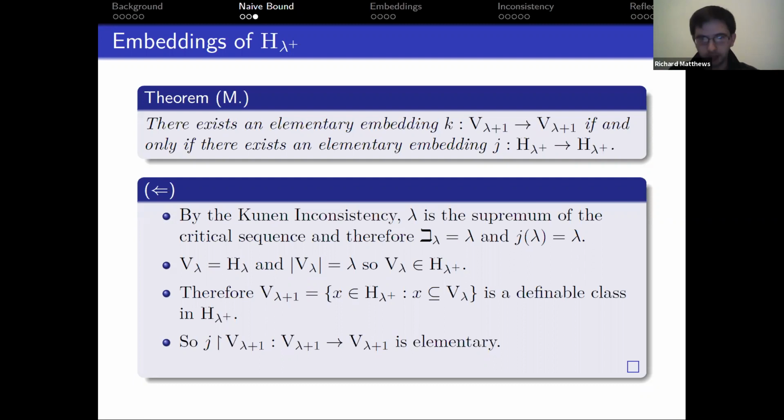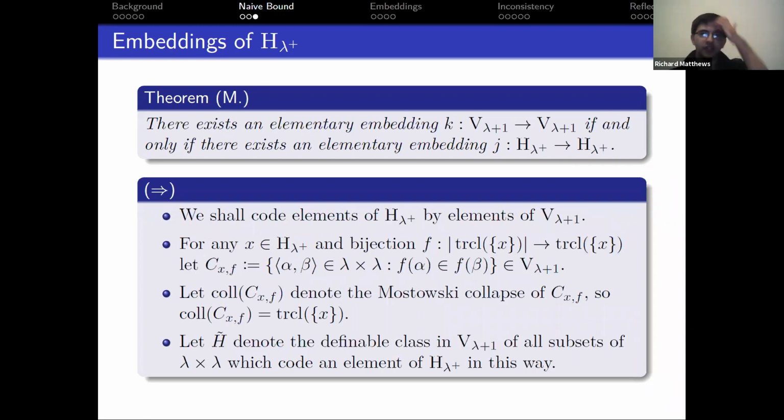Therefore, V_λ will be equal to H_λ, and we'll have cardinality λ, so V_λ is a set in H_{λ+}. Therefore, we can define V_{λ+1} as the definable class in H_{λ+} of those elements which are subsets of V_λ. Because this is a definable class, the restriction is going to be elementary. So that's nice and easy.